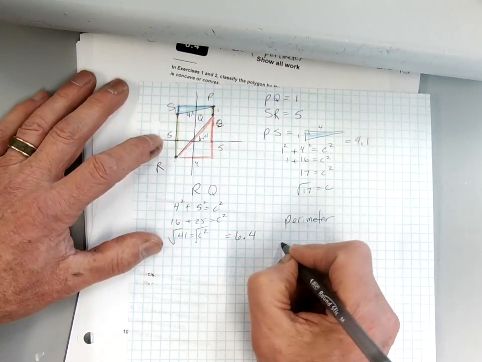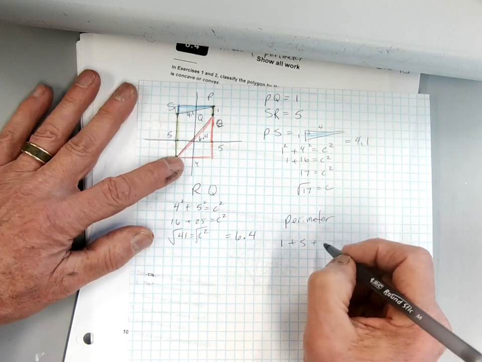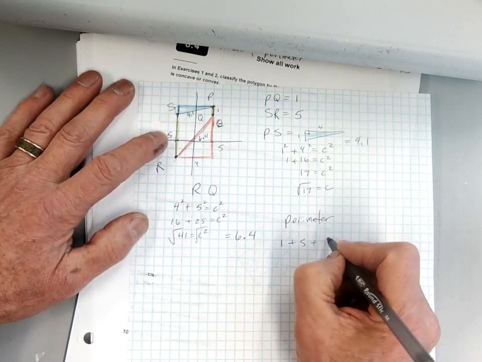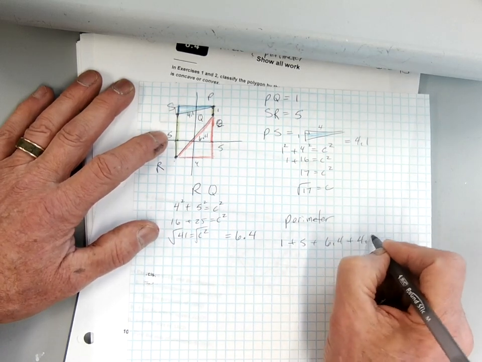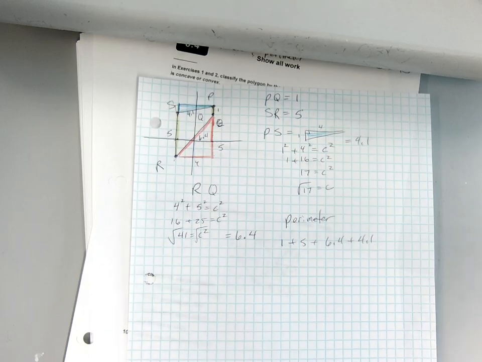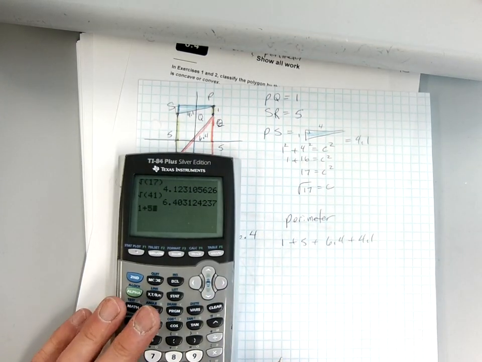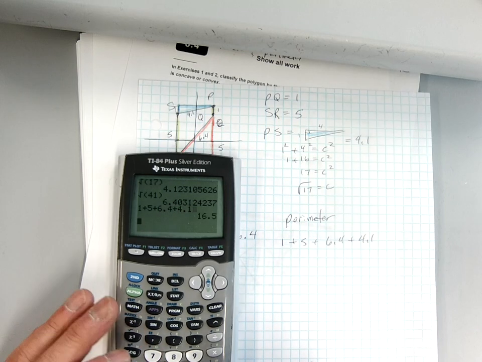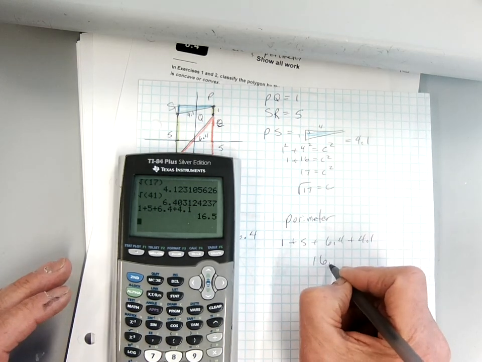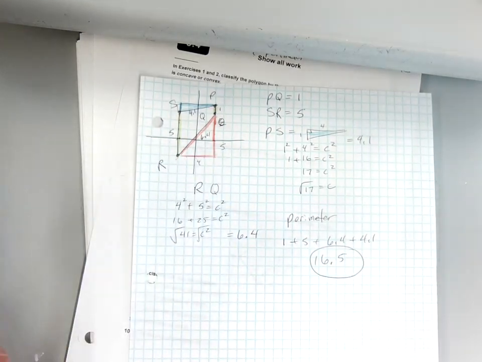So we'll go 1 plus 5 plus my 6.4 plus my 4.1. And I'll just use my calculator to get those answers. Okay, 1 plus 5 plus 6.4 plus 4.1, and I get a perimeter of about 16.5. About, because I rounded. Okay?